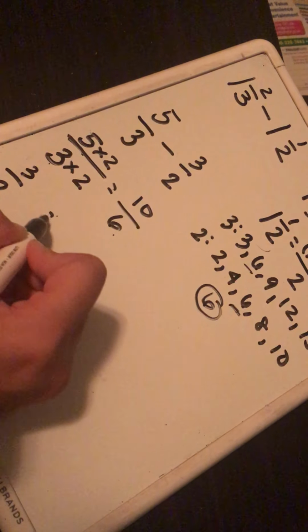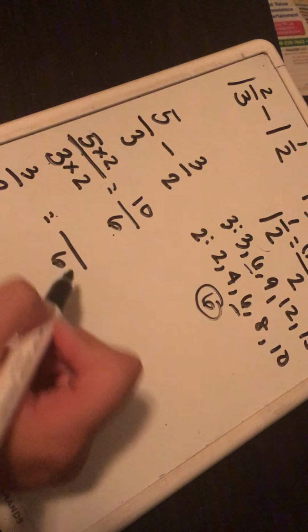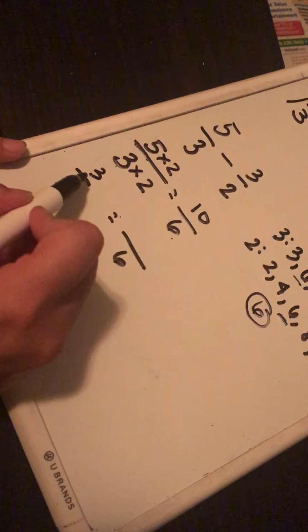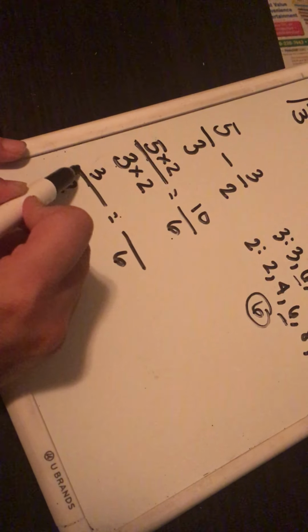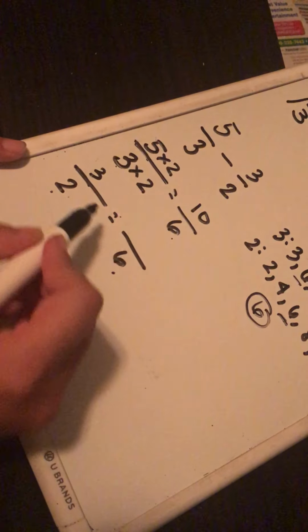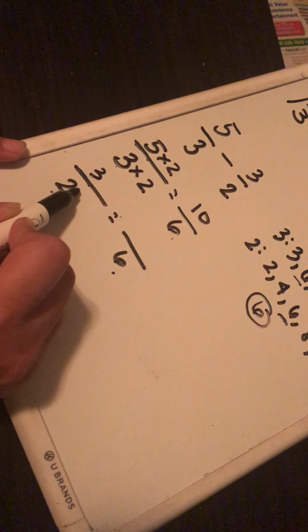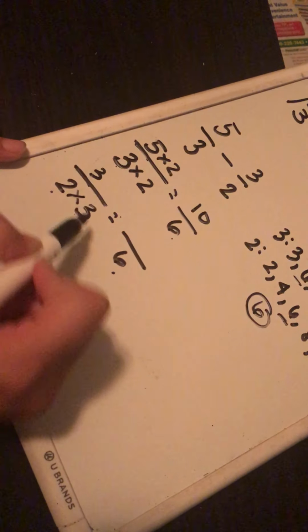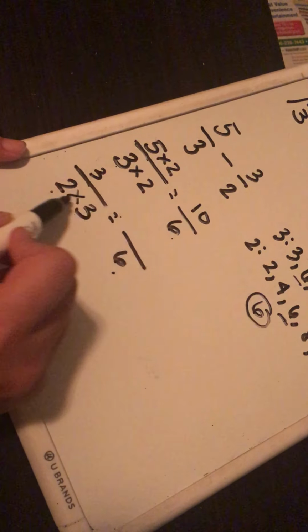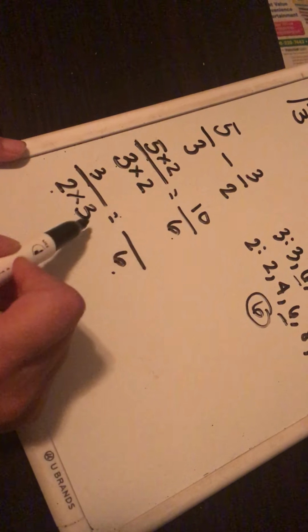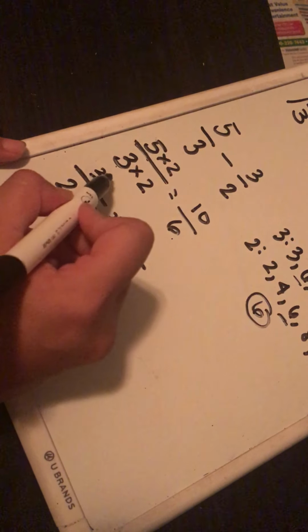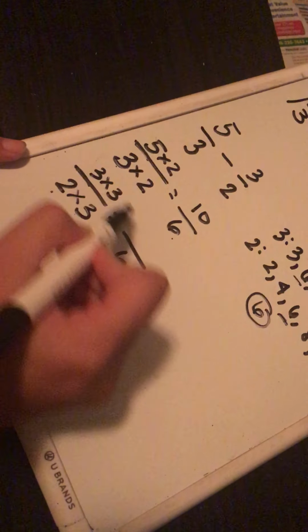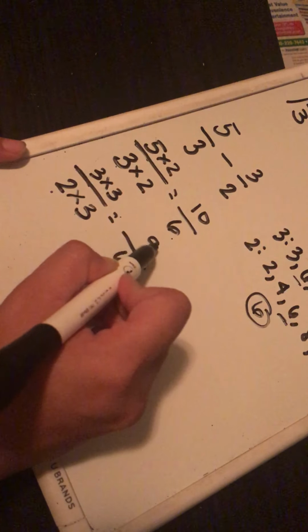How about 3 over 2? I will need to convert it to another fraction where the denominator is 6. What number do I need to multiply 2 by to get 6? 3. So 2 times 3 is 6. Because I multiplied the denominator by 3, I also have to multiply the numerator by 3. So 3 times 3 is 9.